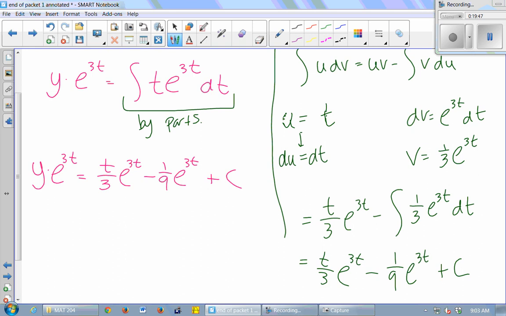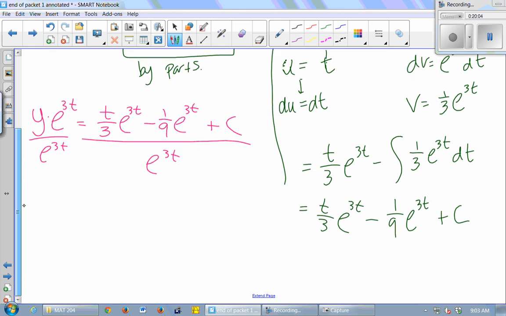Because that is the solution to a differential equation, a function y of t. So I'm going to solve for y in terms of t, and I just divide by e to the 3t. So these cancel, and I have y equals, those are going to cancel, so I'm going to have just a plain old t over 3. Those e to the 3t's are going to cancel, so I have minus a ninth. And then I have plus c over e to the 3t.